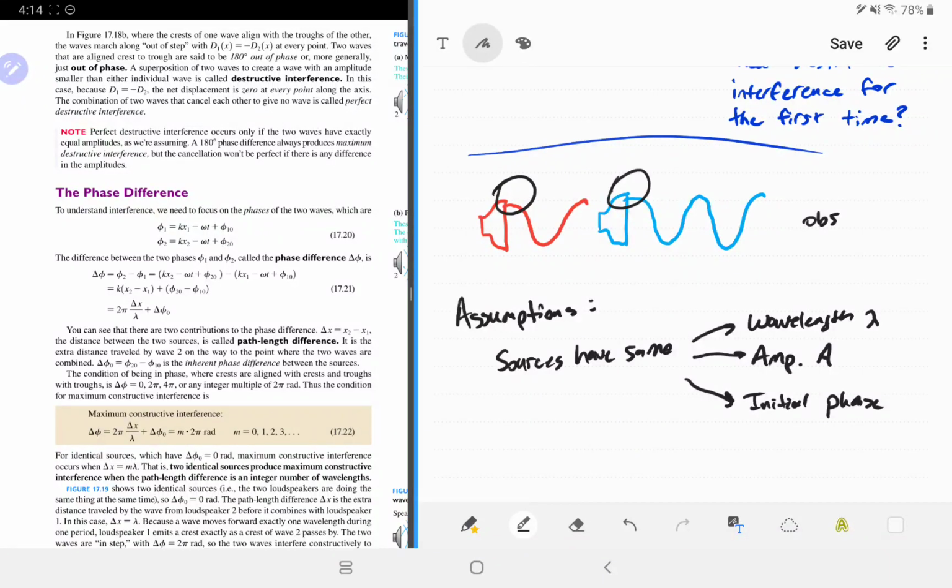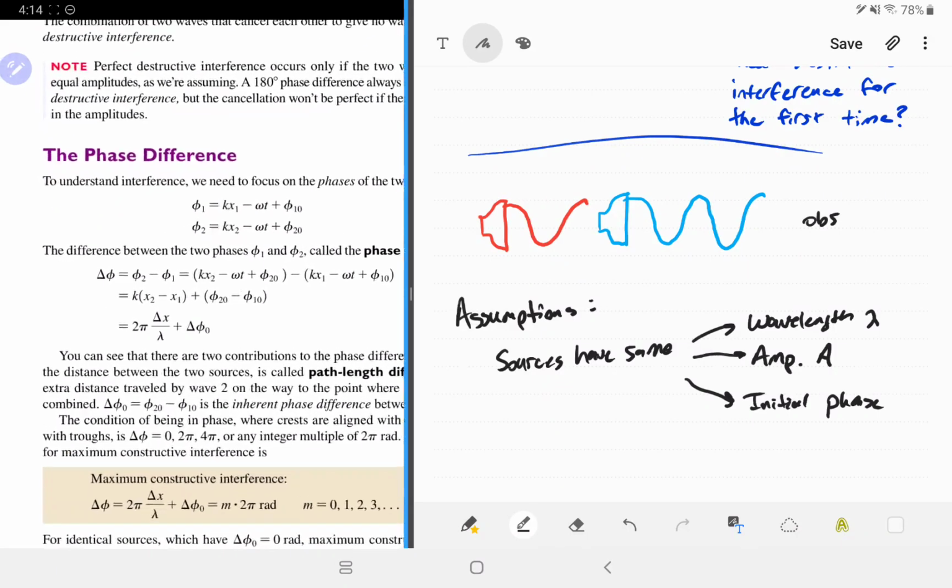When waves have the same wavelength, they're said to be coherent. And I'm going to use the word coherent to also mean that they have the same initial phase. So unless you're explicitly told that they're out of phase by 180 degrees when the sound is being emitted, you can assume that they have the same phase to begin with.